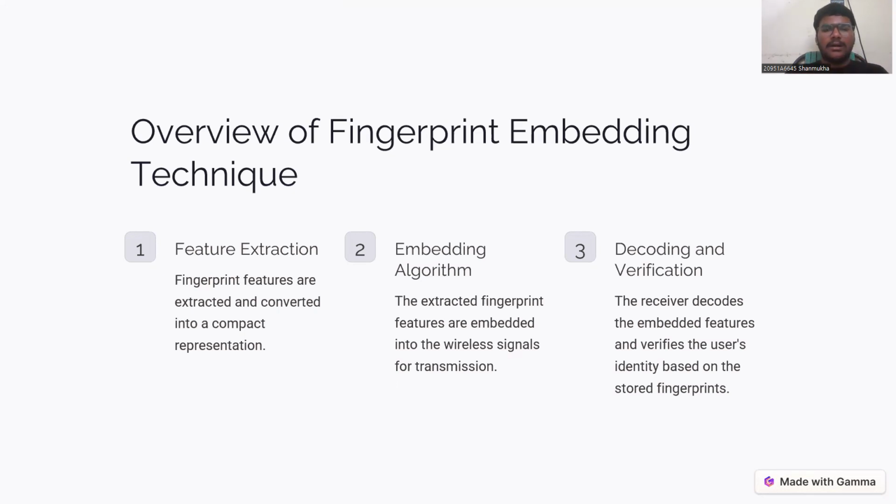It means all the patterns in the fingerprint module will be converted into a wireless signal and transmitted to the database so that the user will be recognized when authentication is required. Decoding and verification: the receiver decodes the embedded features and verifies the user's identity based on the stored fingerprints.